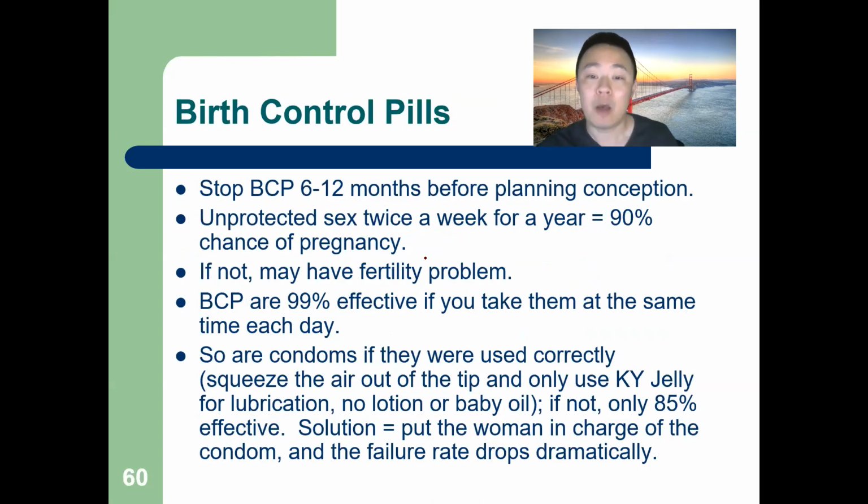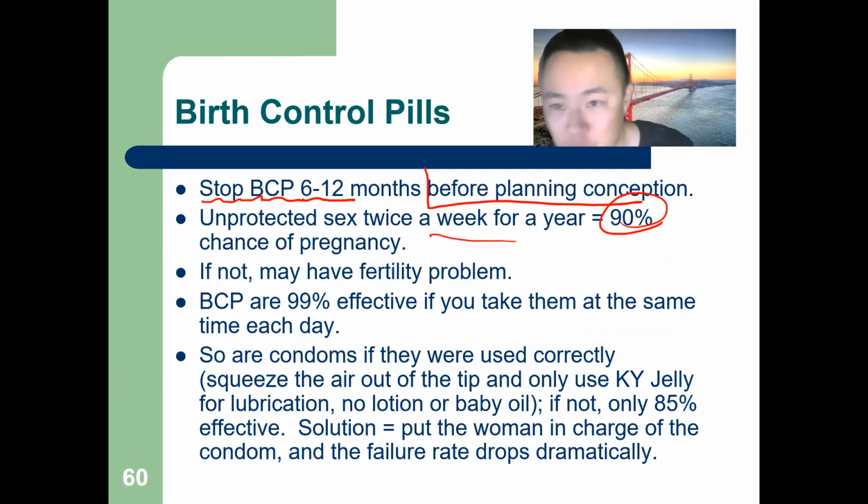All right, now before planning contraception, the female should stop taking birth control pills 6 to 12 months beforehand. Unprotected sex twice a week for a year increases the chance of pregnancy to 90%. If that doesn't work, very likely fertility problems. Birth control pills are 99% effective if you take them at the same time every day, but then so are condoms if they're used correctly.